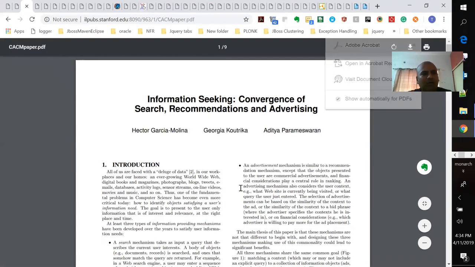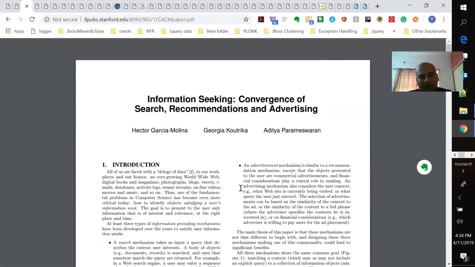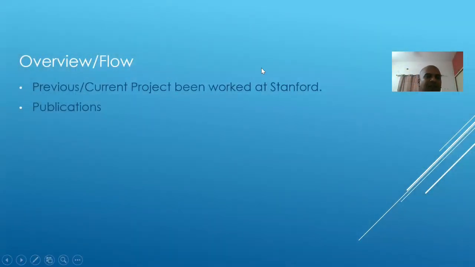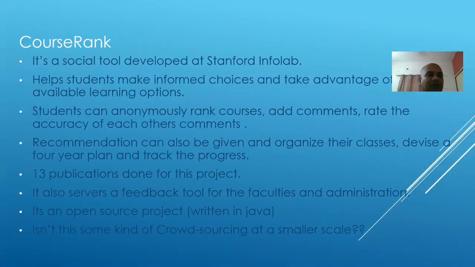So in general, this is how we are going to take one project and discuss the papers relevant for that. So since we spoke about course rank, let's start with course rank. It's a social tool developed at Stanford InfoLab, helps students make informed choices and take advantage of the available learning options. So anonymously, students can rank the course, add their comments, rate the accuracy of each other's. Recommendations can also be given and organize their classes, devise a 4-year plan and track the progress.